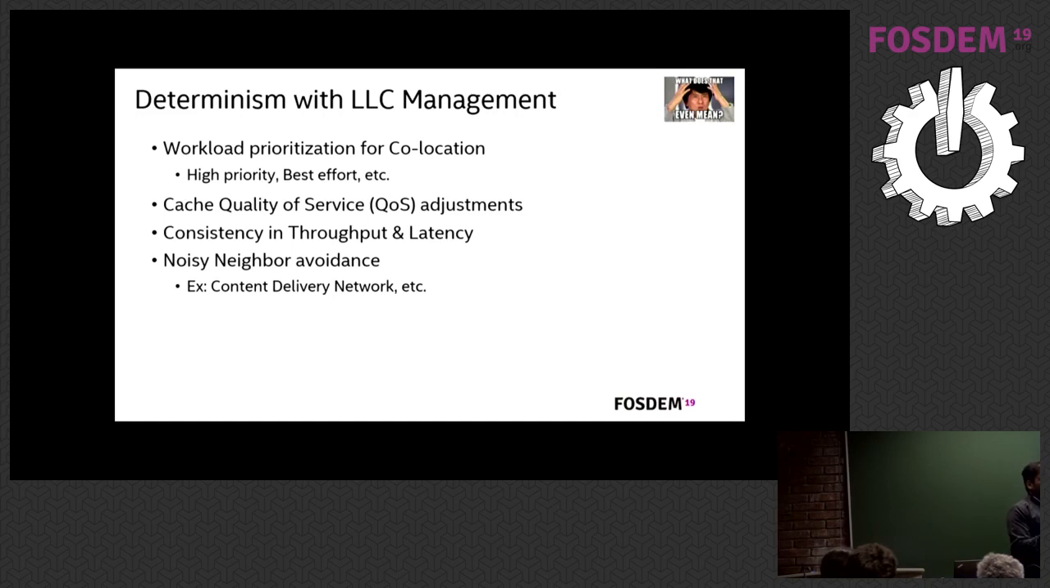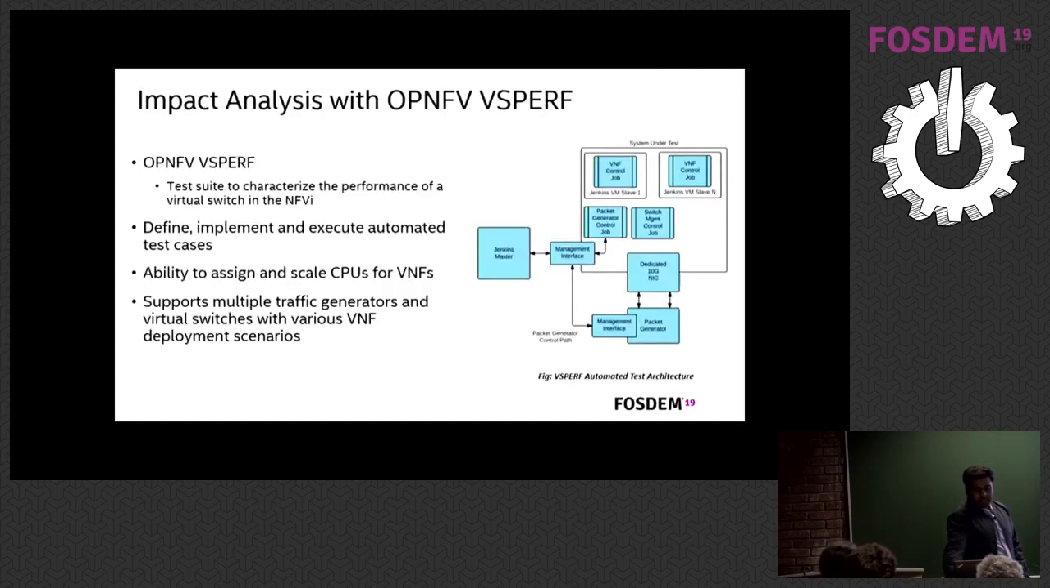Now, how would you detect, control and avoid workloads like this? We've done some analysis with OPNFV VSPERF. In the previous presentation, we got an introduction. VSPERF is a fully automated test suite that can deploy your NFVi and virtual switch. In this case, we used Open vSwitch. You can define and implement your test cases and scale your CPUs for VNFs. VSPERF supports a lot of traffic generators; in this case, we used the Ixia traffic generator.